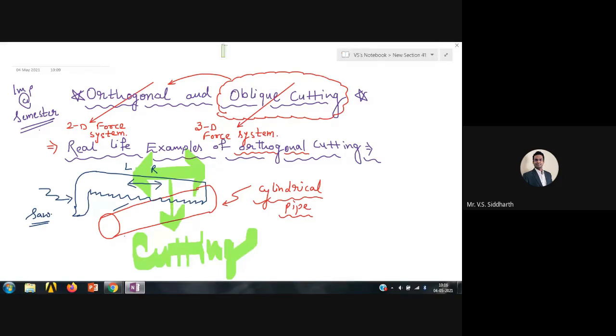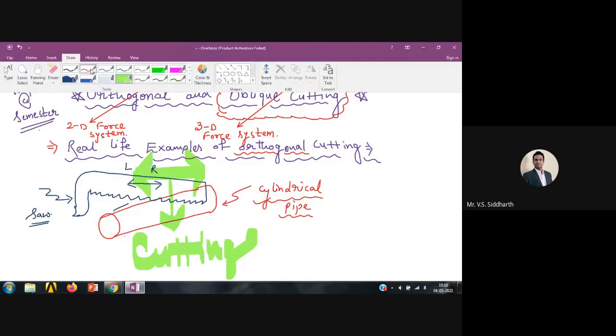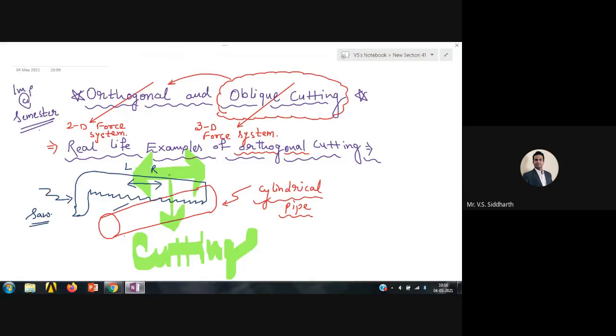So basically here, in how many directions am I applying force? Here the force is a purely two-dimensional type of force. The force is applied only in two dimensions, only a two-dimensional force system it is. So this is the pure example of orthogonal cutting. Okay, the practical example of orthogonal cutting.